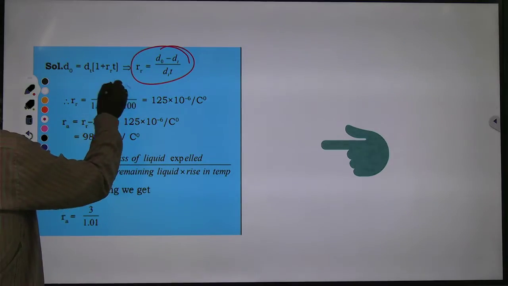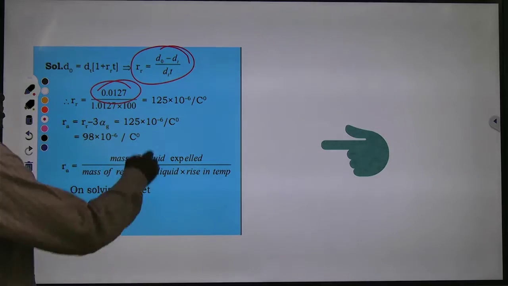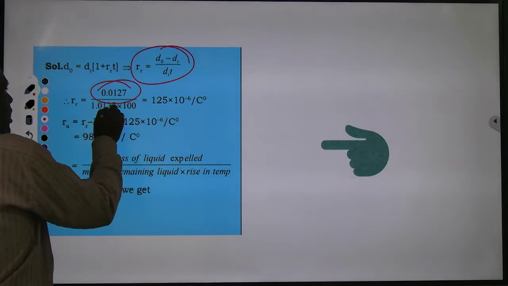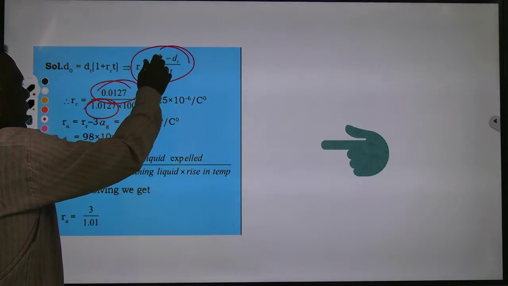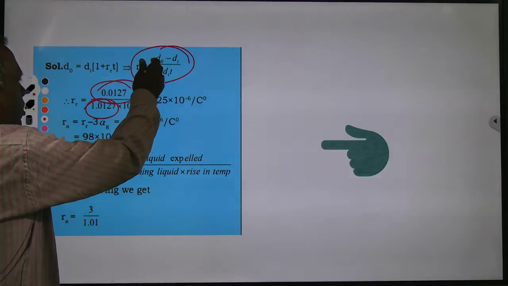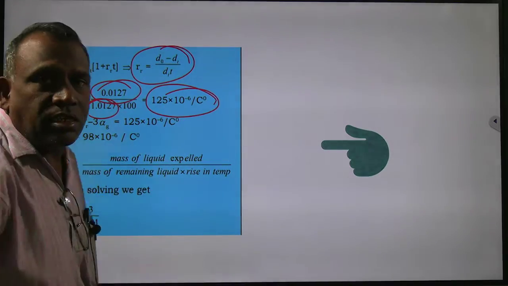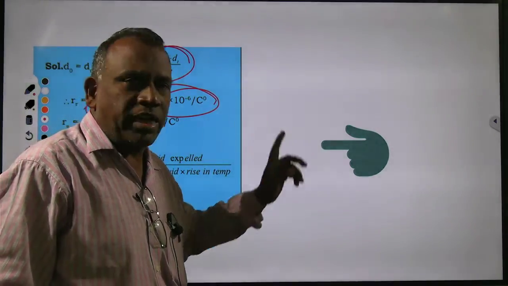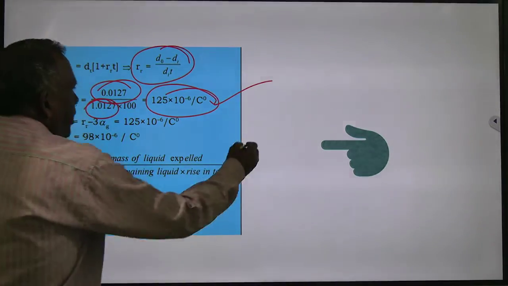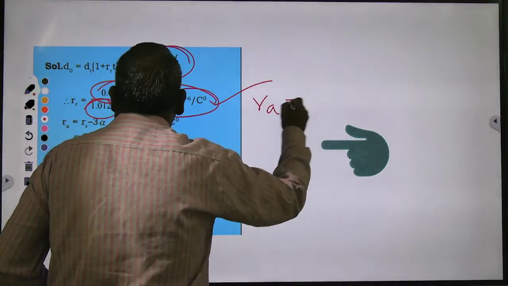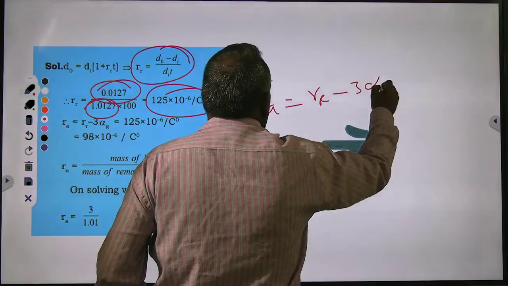The density at 0 degrees centigrade is 1.0127 and the density at 100 degrees is 1. Substituting values, 1.0127 minus 1, you are going to get the real expansion as 125 into 10 power minus 6. After getting the real expansion, the apparent expansion is equal to real expansion minus 3 alpha g.